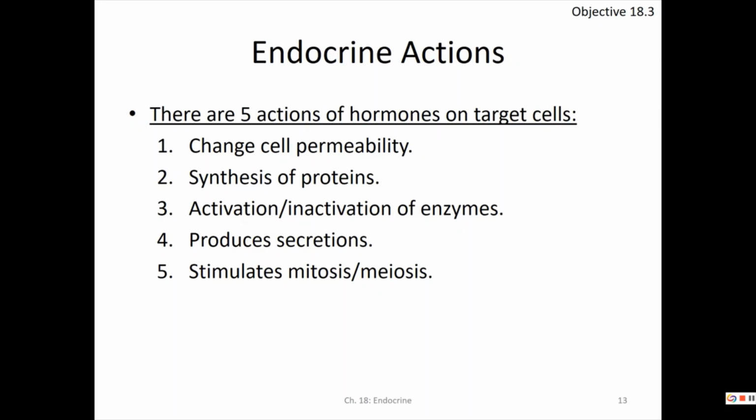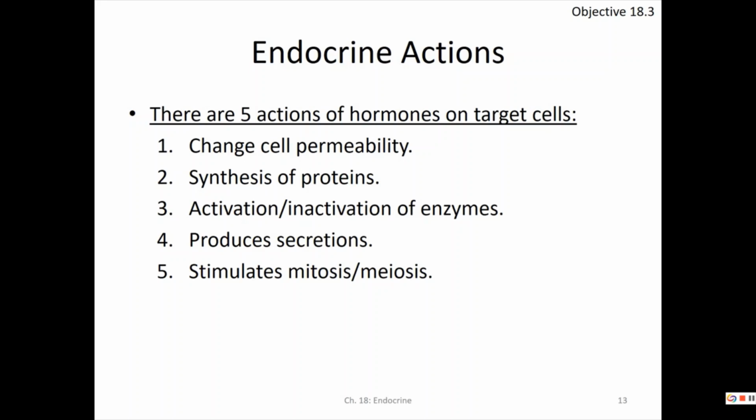And it can also stimulate cell division, mitosis and meiosis. For example, growth hormone causes the mitosis of cells. Certain hormones, like you may have heard of follicle stimulating hormone, stimulate meiosis of your sex cells, your gametes. So these are 5 things that hormones do when they get to a target cell. They could change permeability. They could cause that cell to produce proteins. They could activate or inactivate enzymes. They could cause it to produce secretions or cause the cells to divide in some way, mitosis, meiosis.